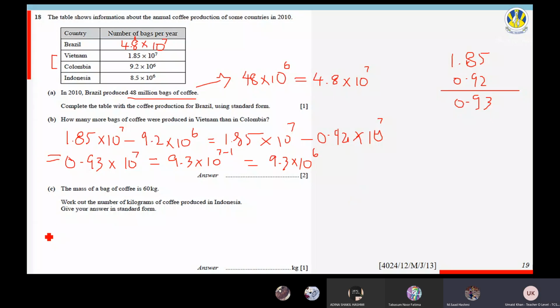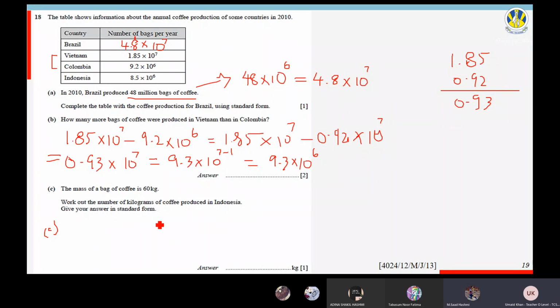Okay, next part C. The mass of a bag of coffee is 60 kgs. Work out the number of kilograms of coffee produced in Indonesia. So what's the connection of the statement with the production of Indonesia? That is what you have to think about. A kg will be 1000, right? Yes, but you have to give your answer in kgs.